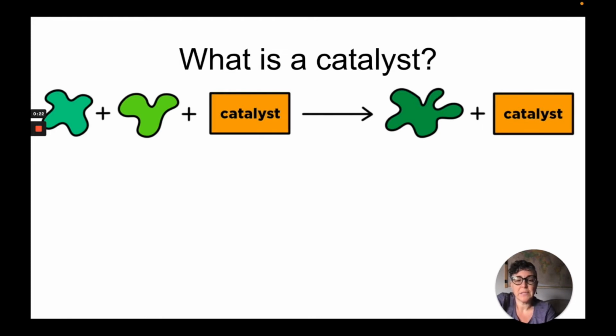A catalyst is usually some type of chemical that is used in chemistry and is part of a chemical reaction. So here in this picture, we see that there are two reactants in the presence of the catalyst, and then we see the chemical reaction happening and some new substance is formed and the catalyst is still present.